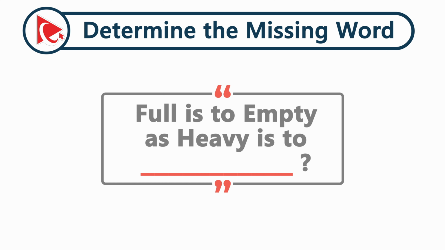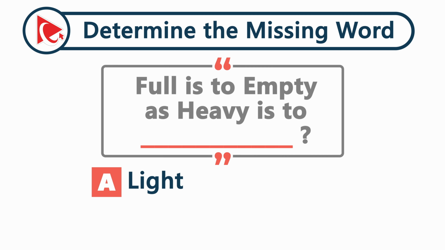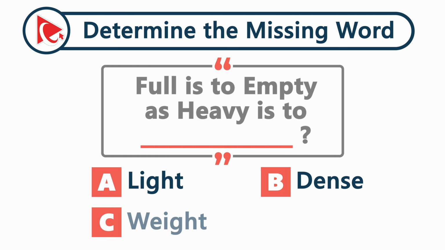You're presented with the statement: full is to empty, as heavy is to, and then comes the missing word, which you need to determine and select out of 4 possible choices. Choice A, light, choice B, dense, choice C, weight, and last but not least, choice D, hard.